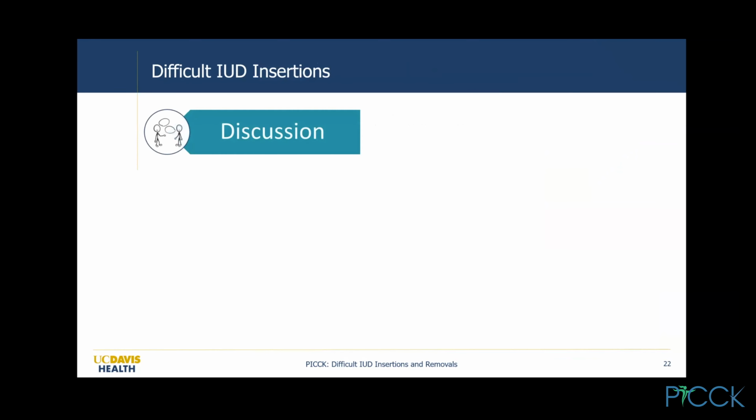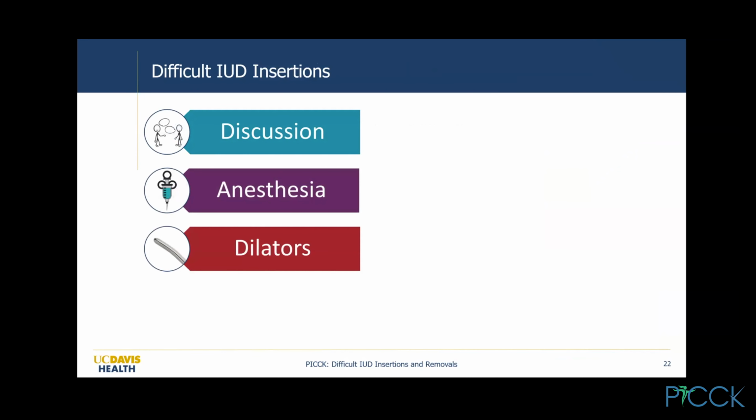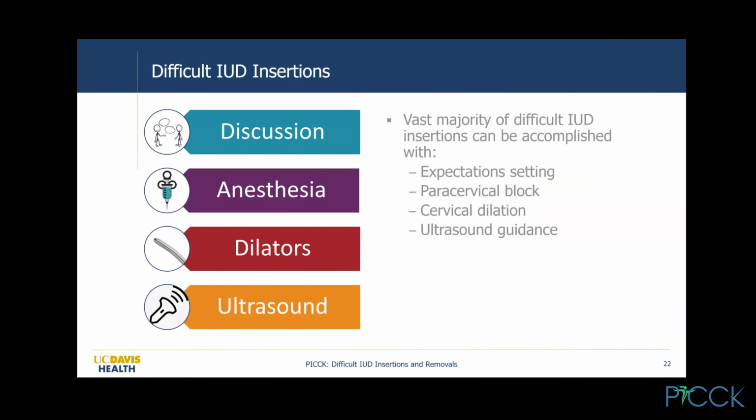So as a recap for difficult IUD insertions: discussion, anesthesia, dilators, and ultrasound. It's really just 4 things in each part that I've been talking about today. The vast majority of difficult IUD insertions can be accomplished with expectation setting, paracervical block, cervical dilation, and ultrasound guidance. There was a study, as I mentioned, with Dr. Turok's group, where training with advanced practice clinicians showed that the use of paracervical block and cervical dilation by themselves can help place what would be otherwise considered difficult IUD insertions. And of course, know when to refer.